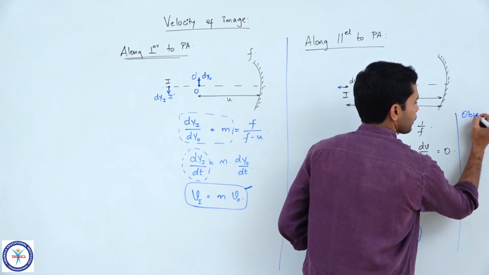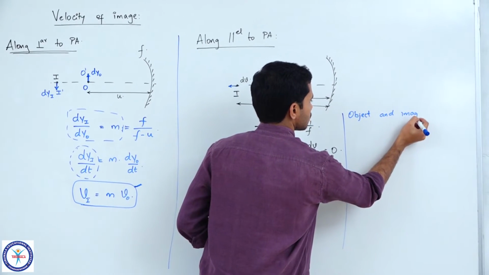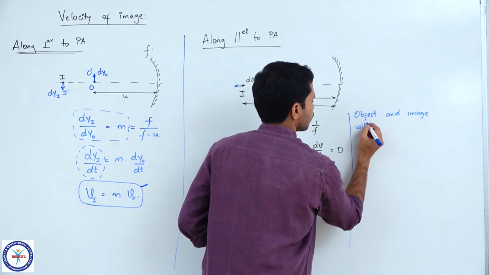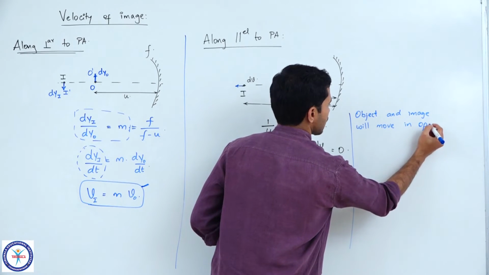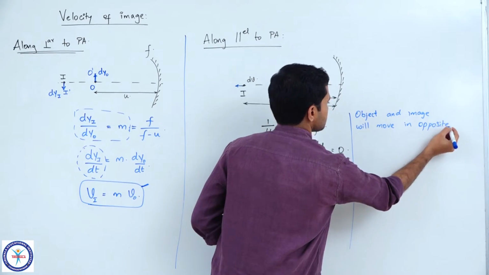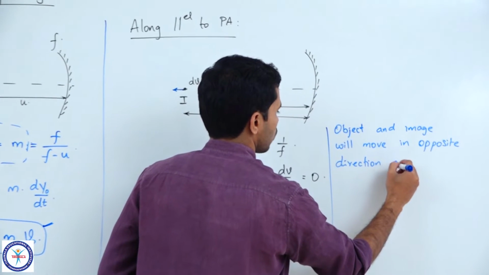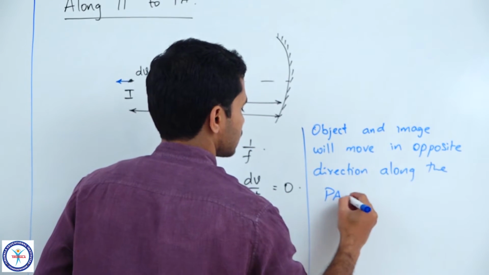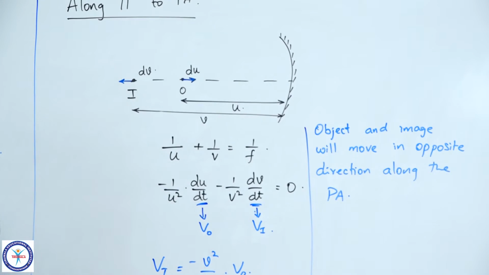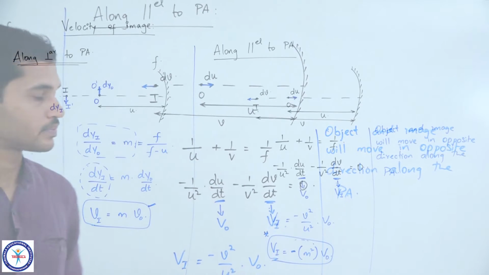Object and image will move in opposite directions along the principal axis, right. Now we will see some examples based on this idea.